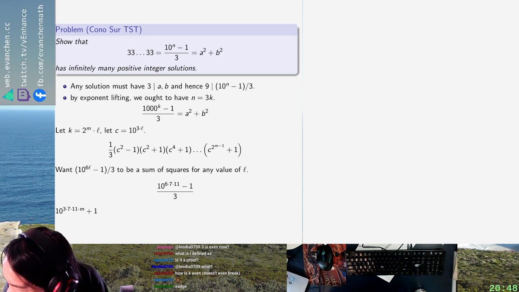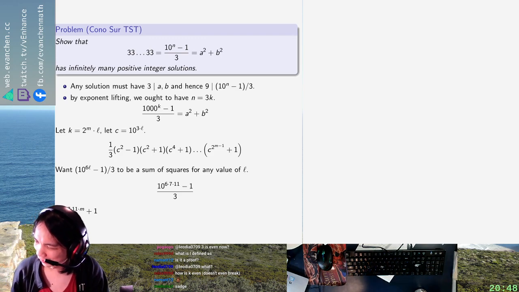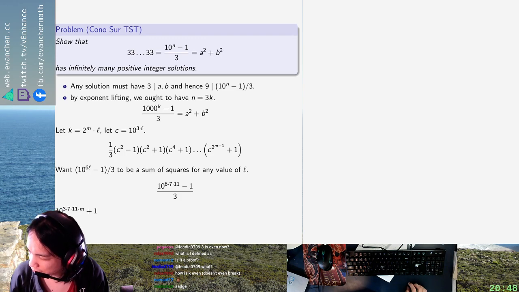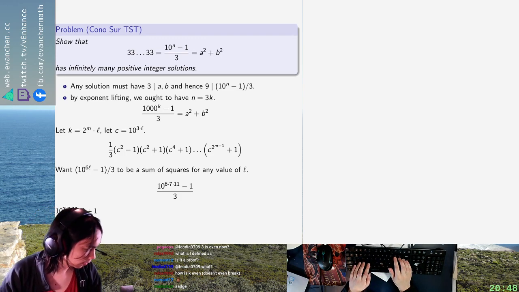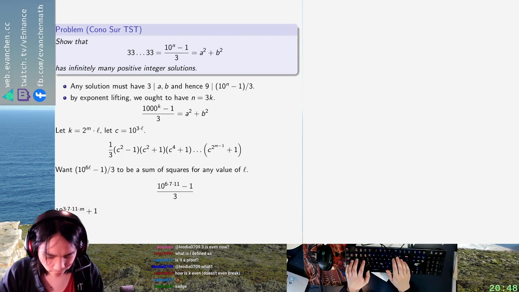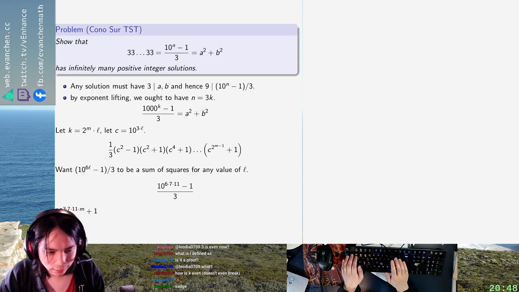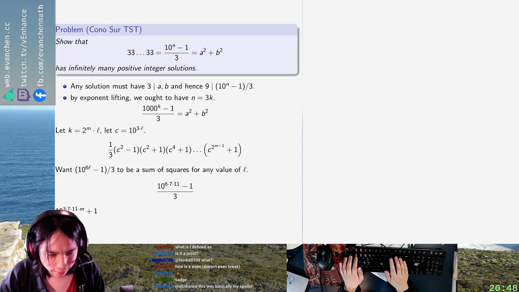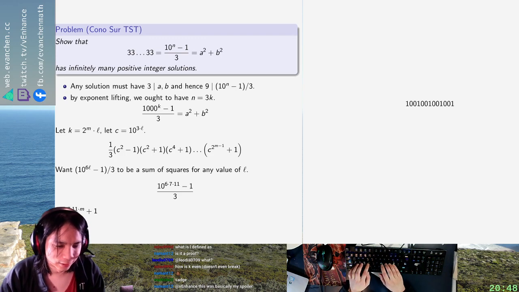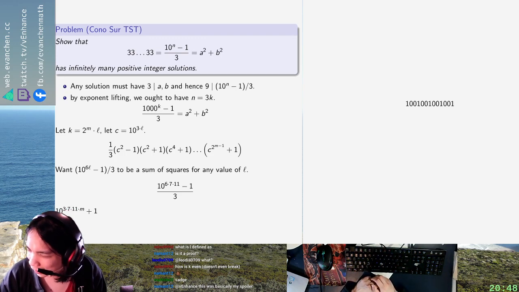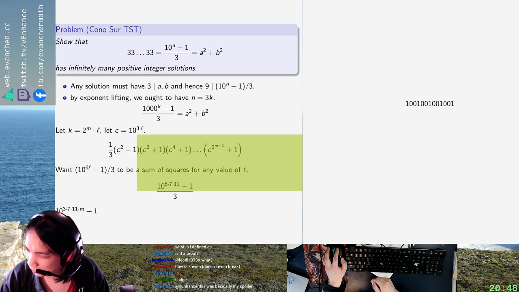I don't know how to factor any of the numbers. How am I supposed to show the sum of squares? Does k equals 5 work? It doesn't, right? 1 0 0 1 0 0 1 0 0 1 0 0 1. This was basically a spoiler. I really thought when I saw this, oh, this has to be it. This is just going to work.